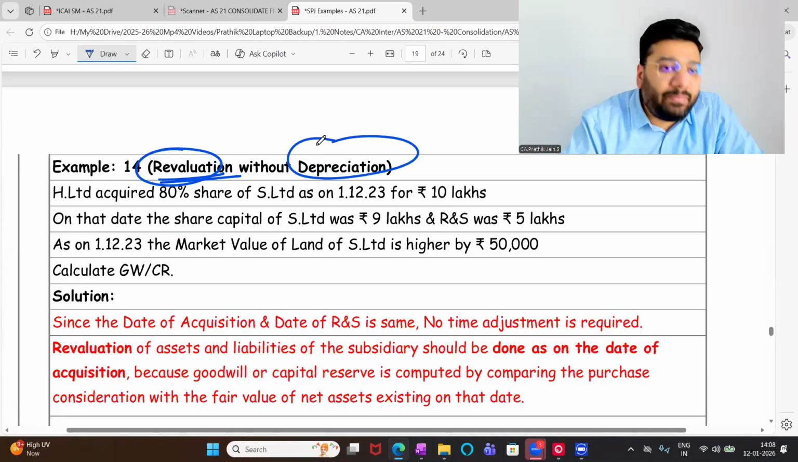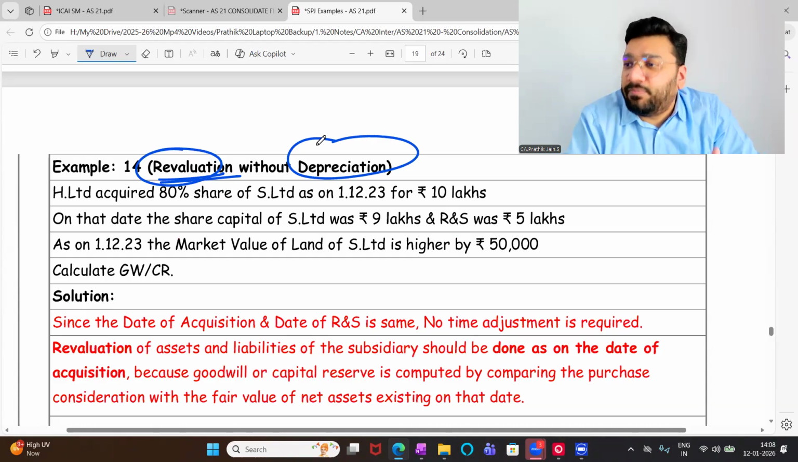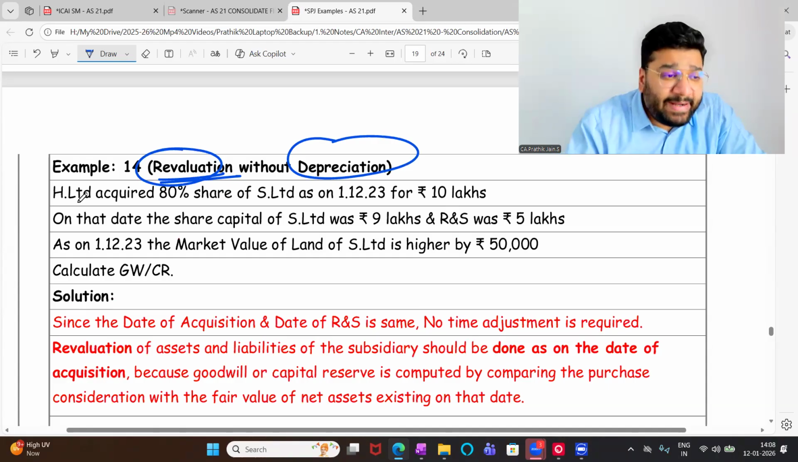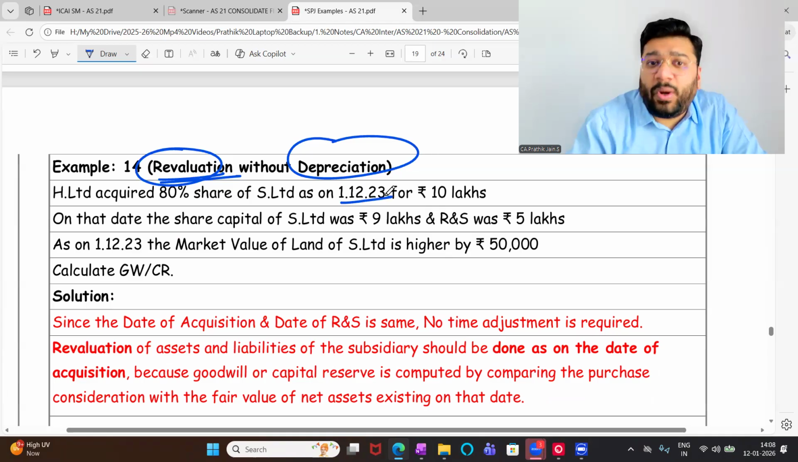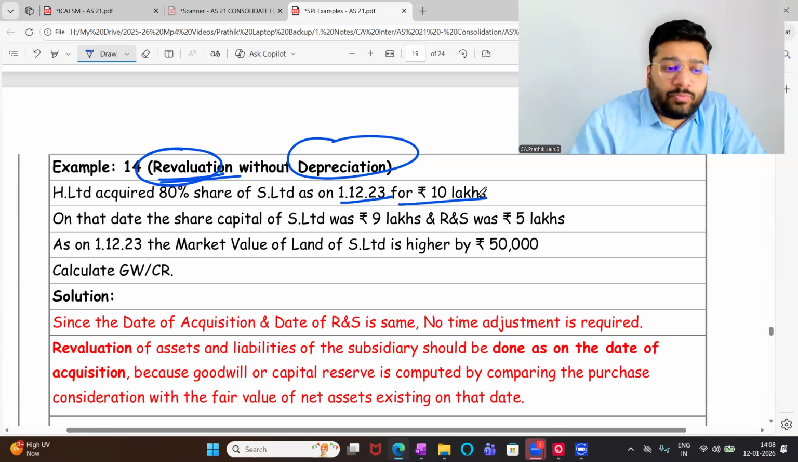Like that, the question has been flipped. I'm keeping it very, very raw and simple. With this, I'll wind up my today's discussion. The question says that H Limited acquired 80% shares of S Limited on 1/12/23 for 10 lakh rupees. So 10 lakh is my cost of acquisition.